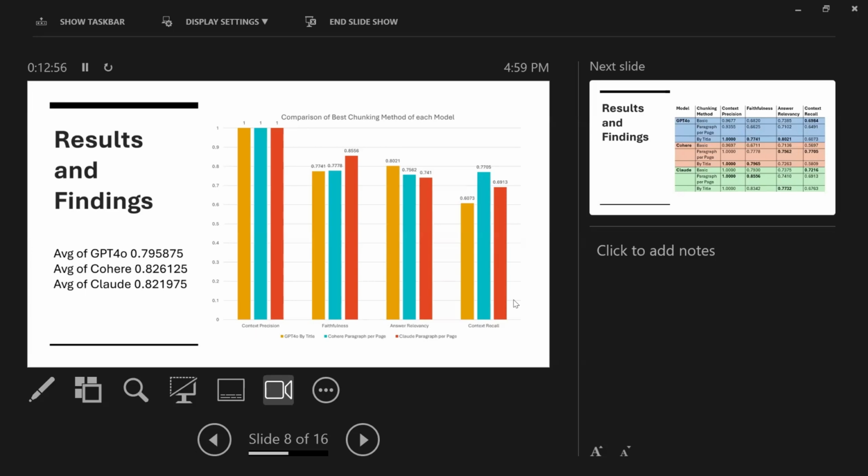GPT4o had an almost similar answer ratio of about 77.41%. For answer relevancy, GPT4o by title chunking had the best outcome with 80%, and Cohere had 75%, while Claude had 74%. And for context recall, the best was Cohere paragraph per page, second was Claude, and third was GPT4o by title.